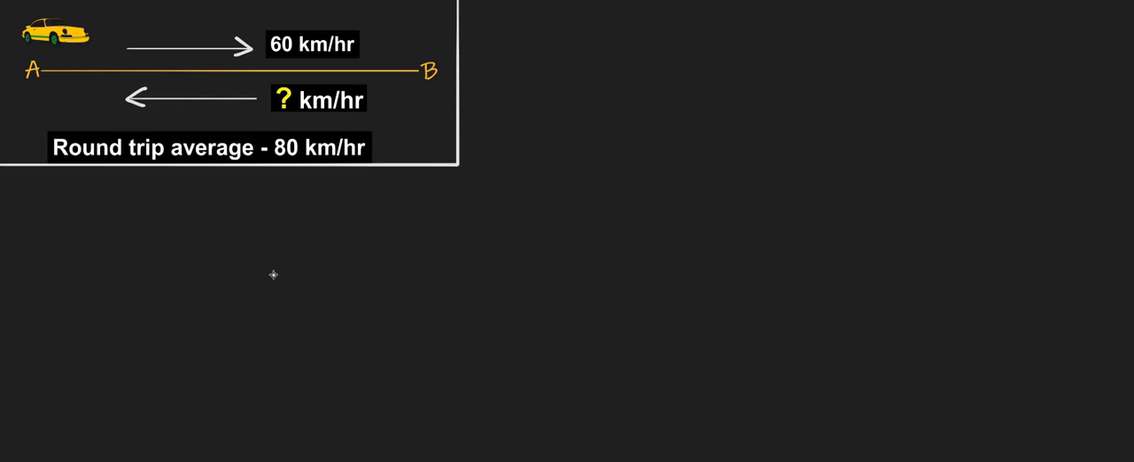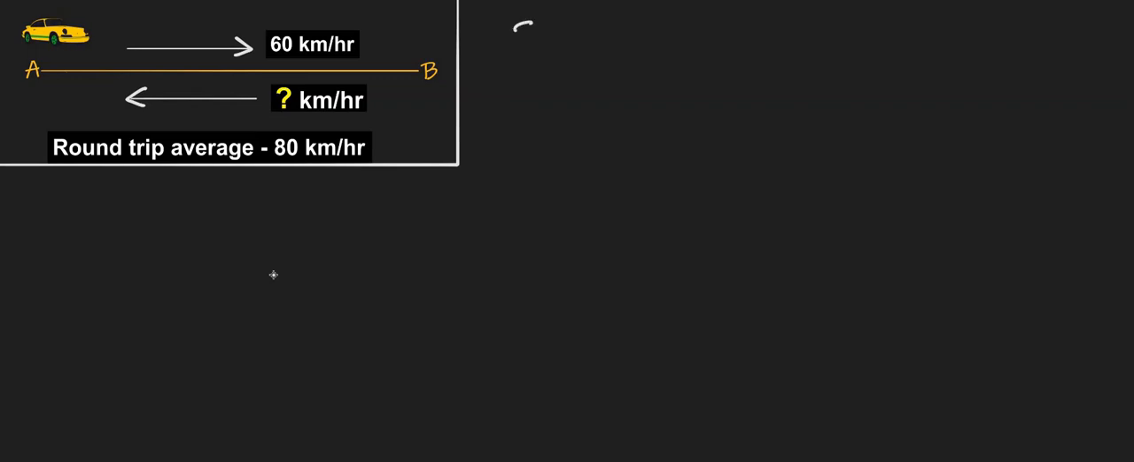Hello. So in this question, we have a car that travels from A to B at 60 kilometers per hour. And we have to find out the average speed that the car travels from B to A such that the round trip average for the car is 80 kilometers per hour. So how do we solve this problem?